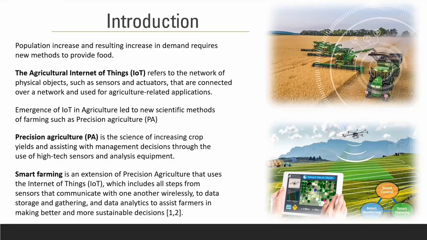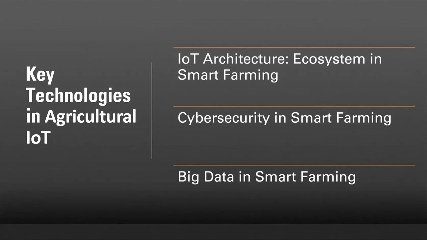Precision agriculture is the science of increasing crop yield and assisting management decisions through the use of high-tech sensors and analysis equipment. Smart farming is an extension of precision agriculture that uses IoT and includes all the steps from precision agriculture, but it uses data for analytics, storage, and assists the farmer in making better and more sustainable decisions.